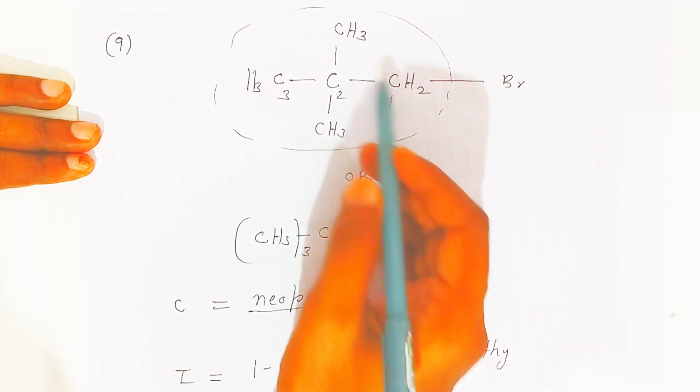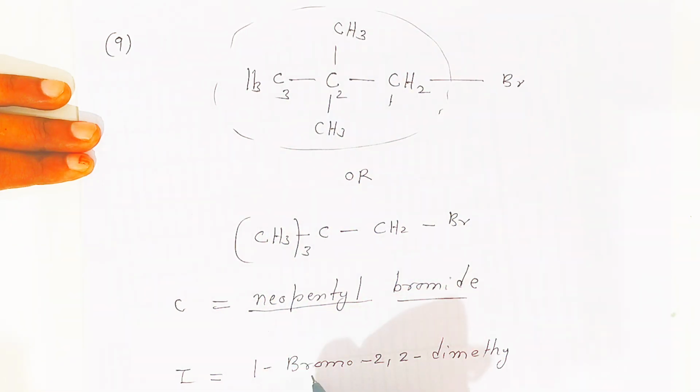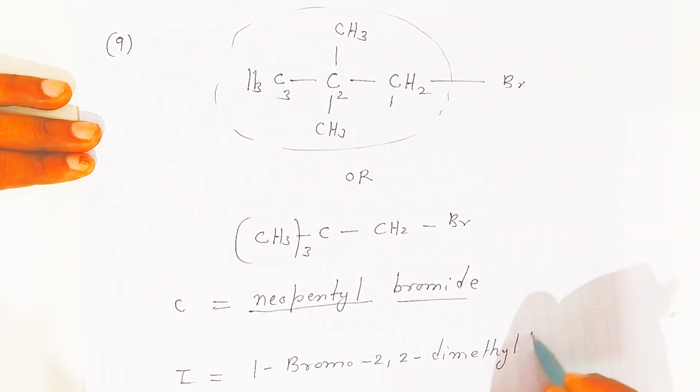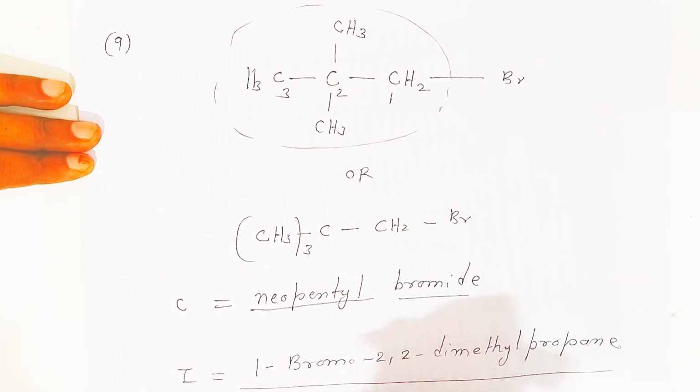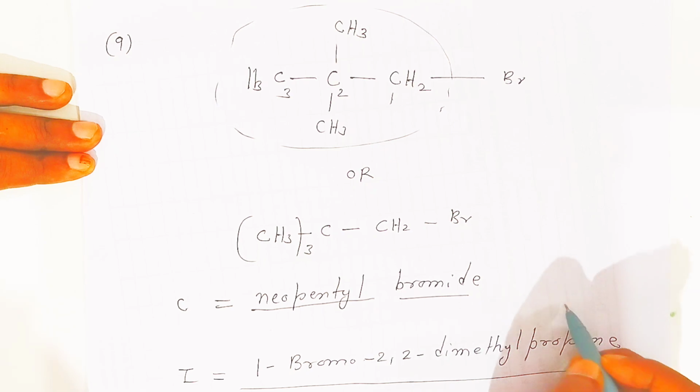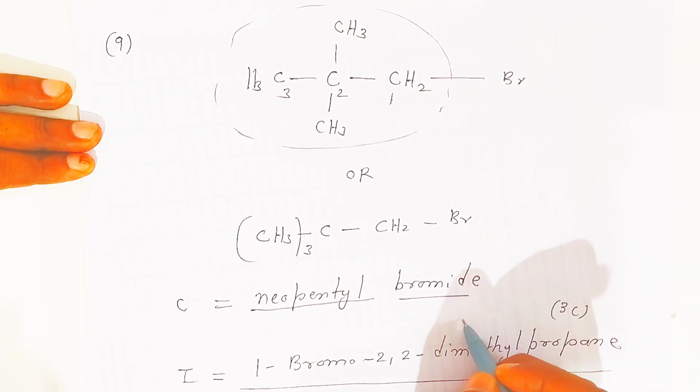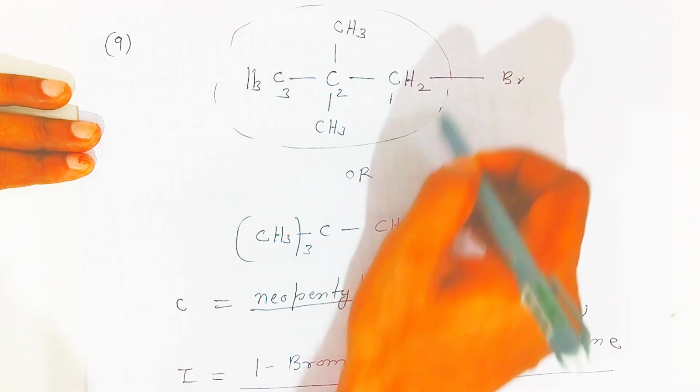Okay, students, so only this propane is remaining. So 1-bromo-2,2-dimethyl propane will be the name of neopentyl bromide, students. So 1-bromo-2,2-dimethyl propane. So here propane will be 3 carbon and 2 dimethyl means 2 carbon. So 5. So this molecule is containing 5 carbon.